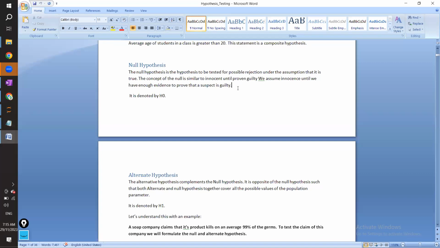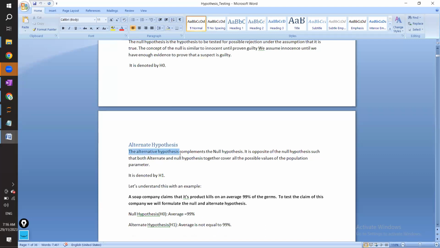In the statistical sense, that means there is no relationship existing, or there is nothing interesting happening, that there is no correlation, or there is no this type of distribution, etc. So whatever you want to observe, null will say that is not happening, and alternate will say that is happening. It is denoted by H naught. The alternate hypothesis is a complement to the null hypothesis. That means it is the opposite of the null hypothesis, such that both alternate and null hypothesis together cover all the possible values of the population. This is actually important.